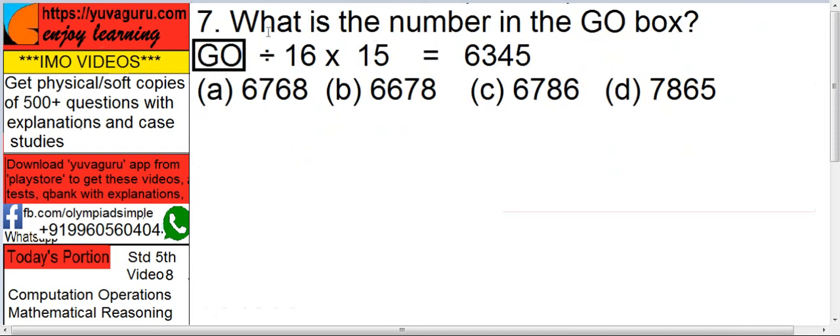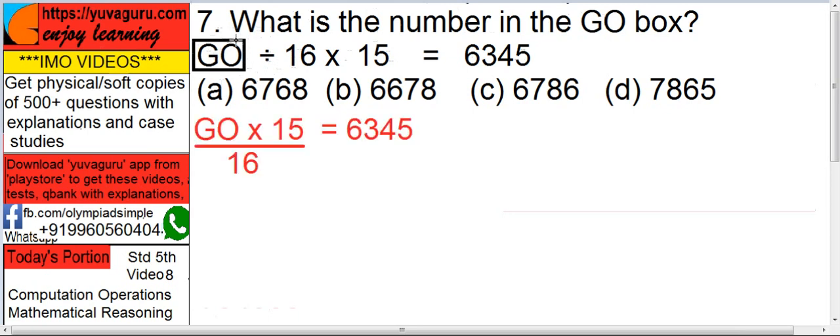Next, what is the number in the go box? Now this is a go box. This go divided by 16 multiplied by 15 equals 6345. You can also consider it as x, capital X.